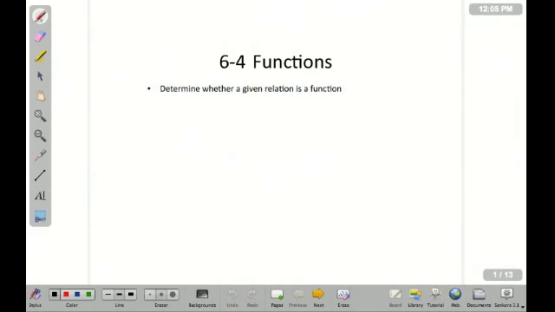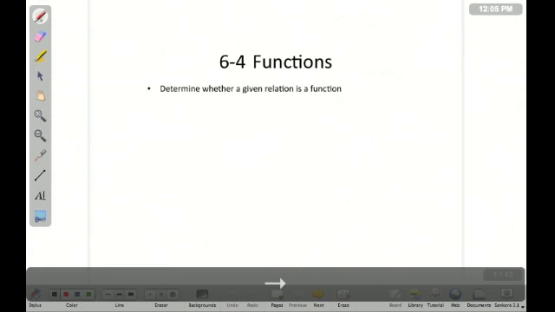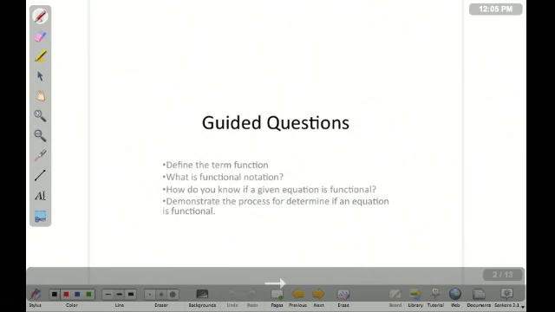In this presentation, we're going to learn how to determine functions and determine whether a relation is a function. Your guided questions.